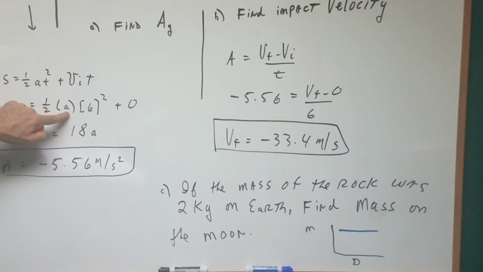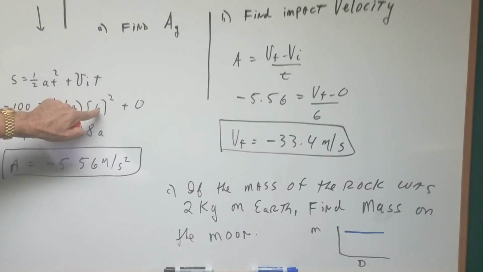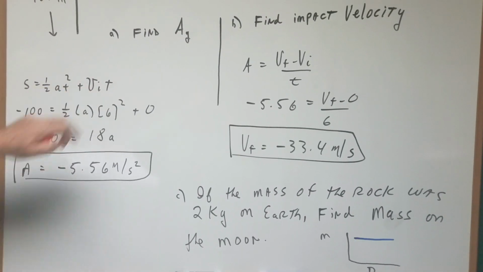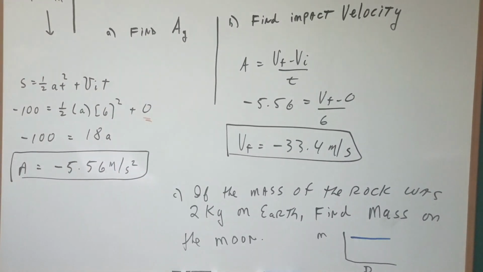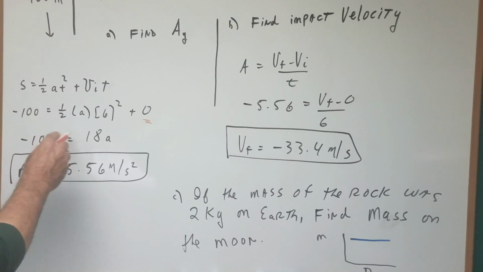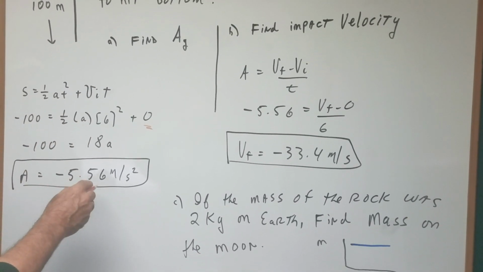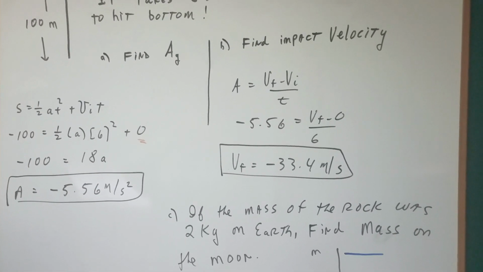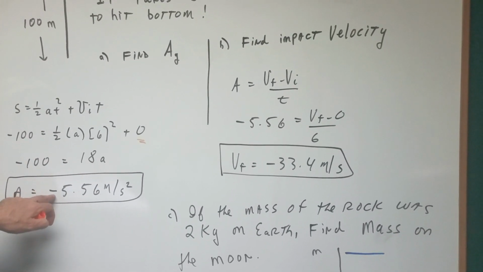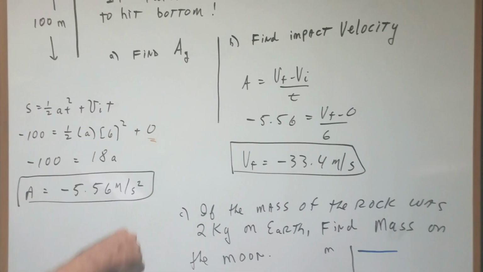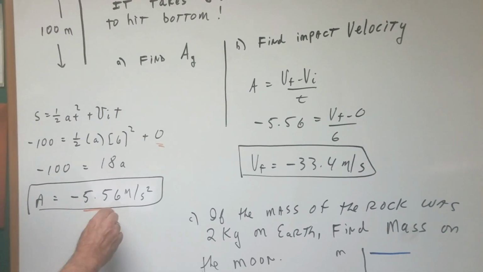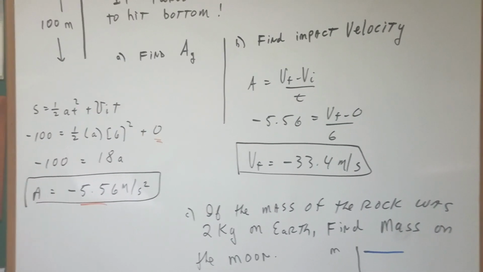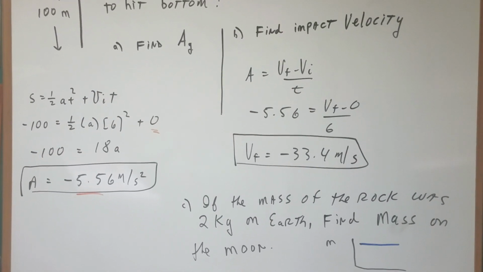We don't know the a. The time was 6 seconds and we square it. It started from rest, that's why this is a 0. So you're going to end up solving and you get a negative number, and we get negative 5.56 meters per second squared. The negative sign simply means the acceleration is going downward. All right, that's easy enough. We now know what the acceleration on this moon was.